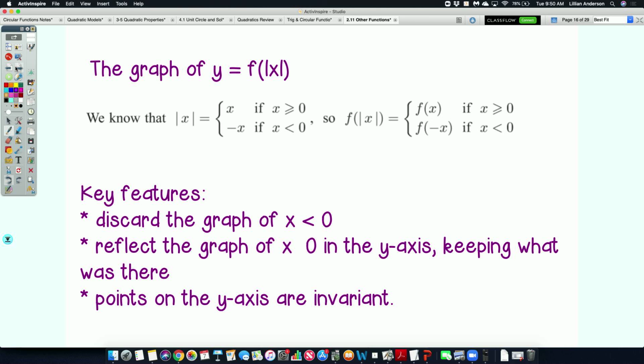Key features of these graphs: you discard any part of the graph where x is less than 0. You reflect the graph where x is greater than or equal to 0 over the y-axis and keep what was there. And any points that are on your y-axis are invariant. In other words, if you have any point that's on your y-axis, that point does not change. Okay.